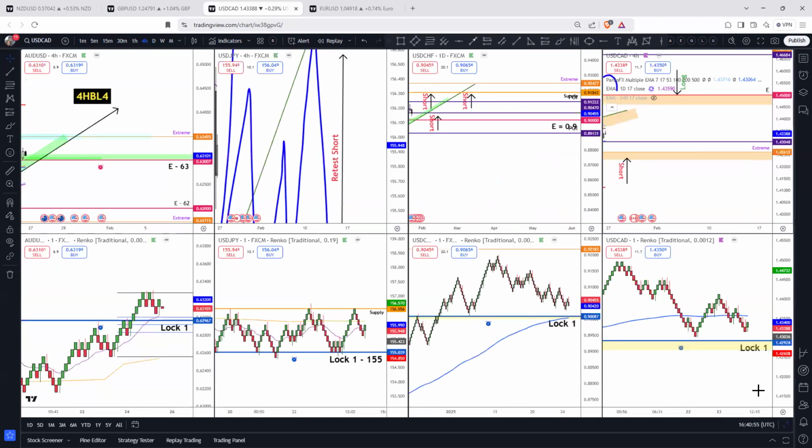And that's it. So there's a very brief overview of the US dollar for next week.